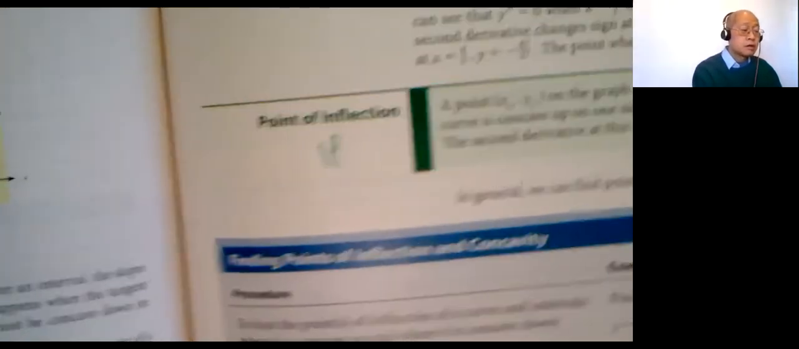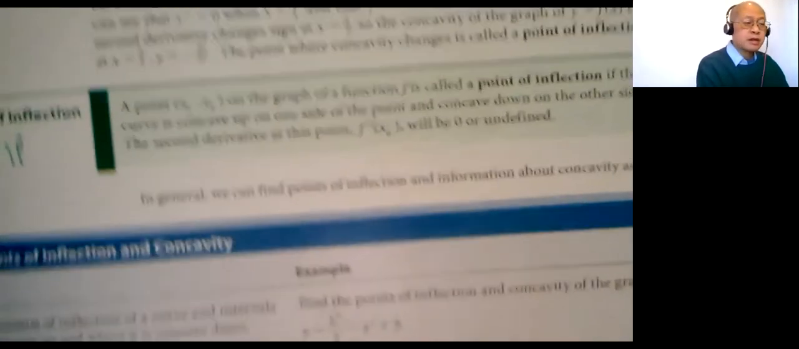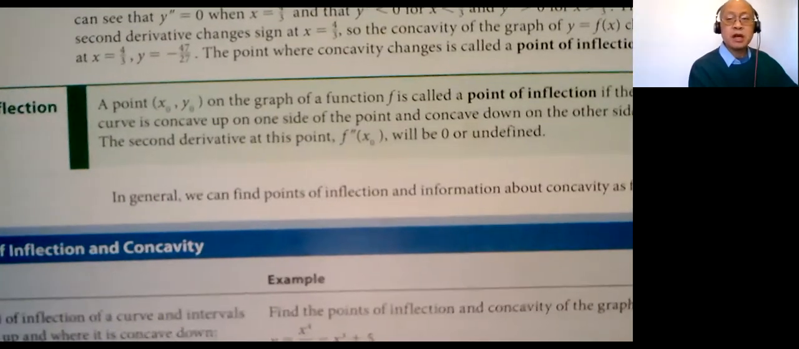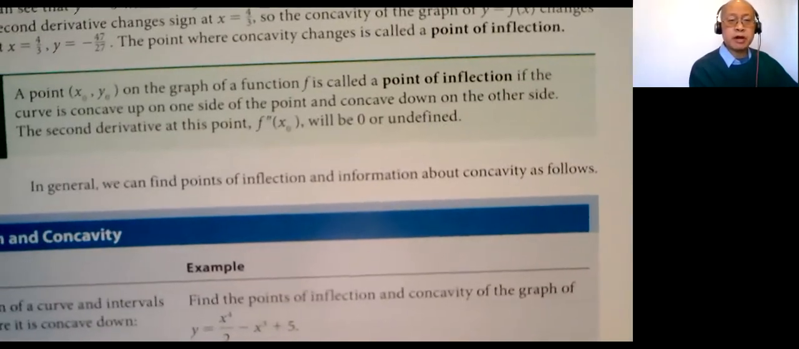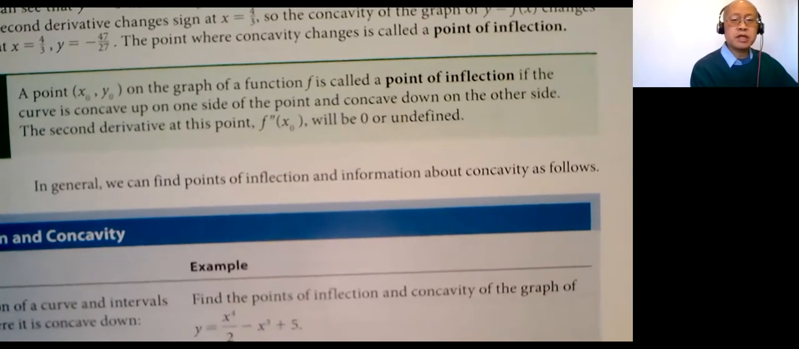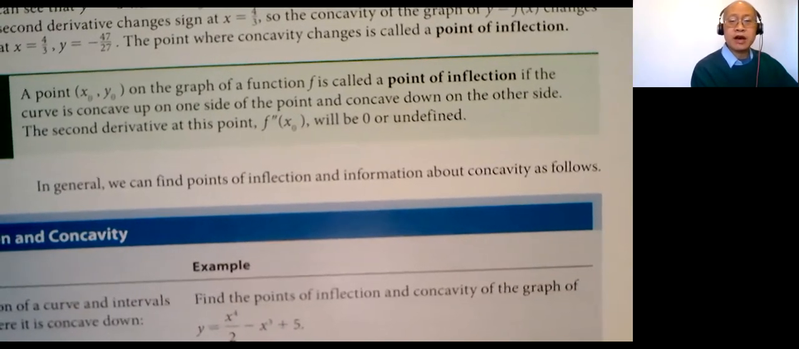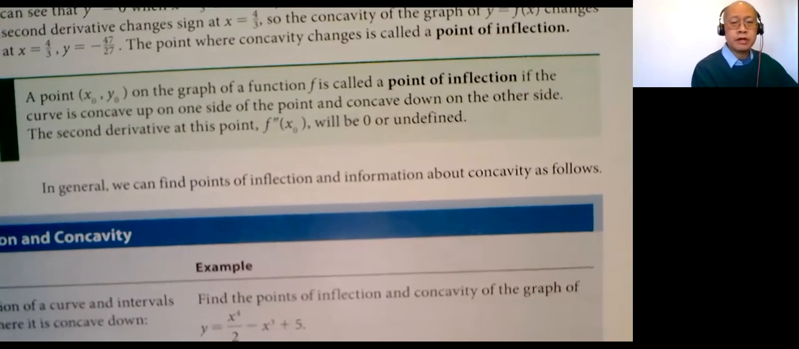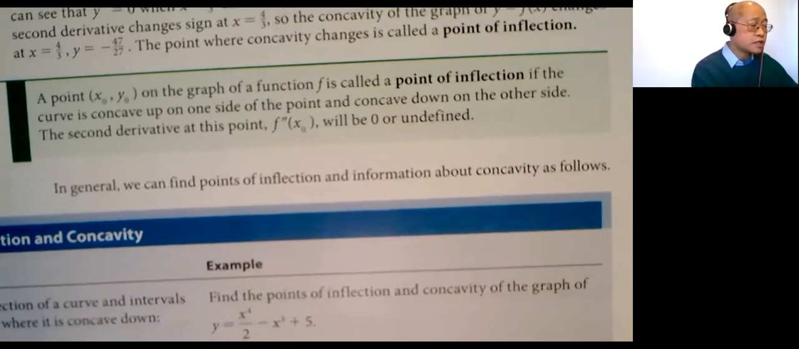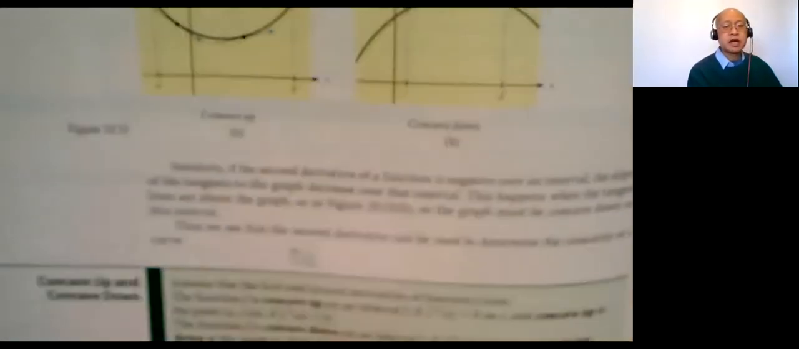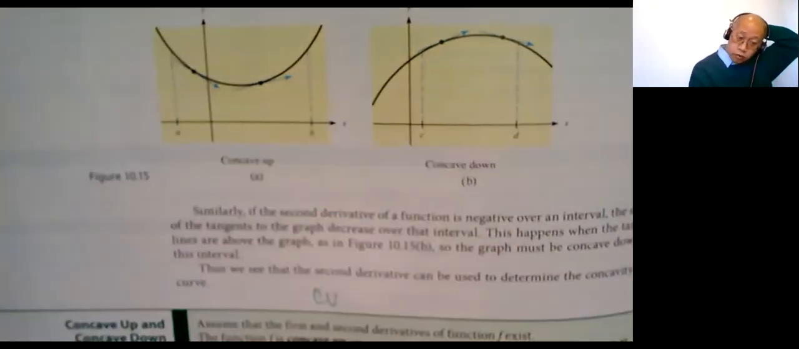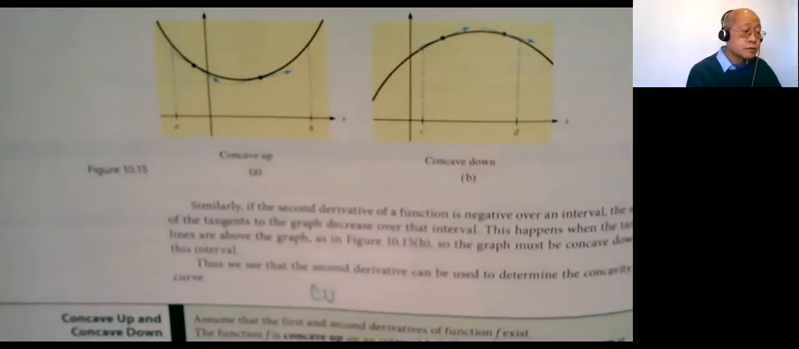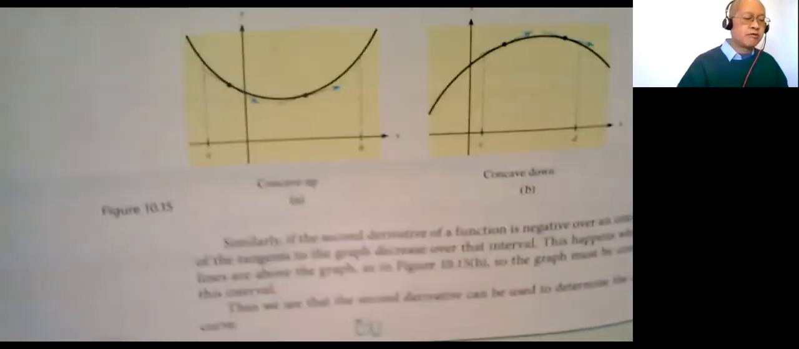But what really is an inflection point? Page 645. A point is a point of inflection if the curve is concave up on one side of the point and concave down on the other side. The second derivative will be either 0 or undefined. That means the graph transitions from being concave up to concave down or vice versa. I'll try to show you an example from a graph.